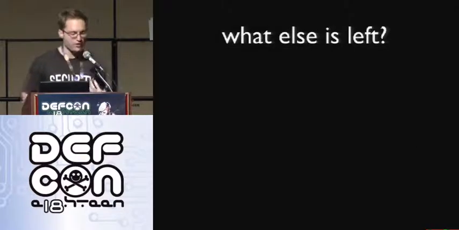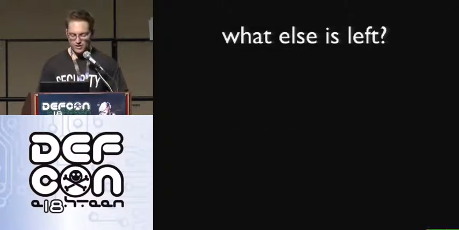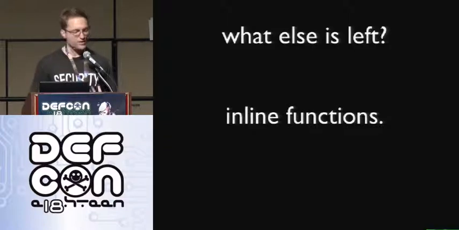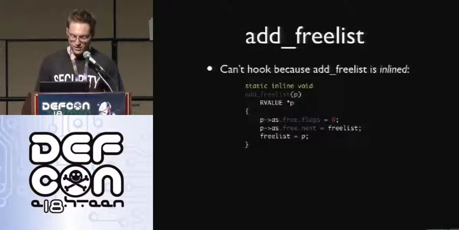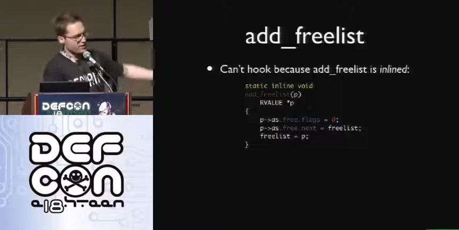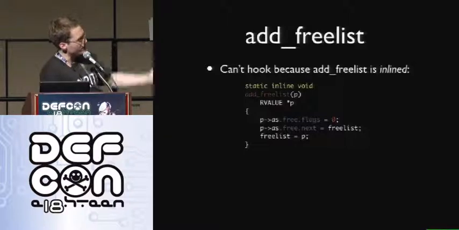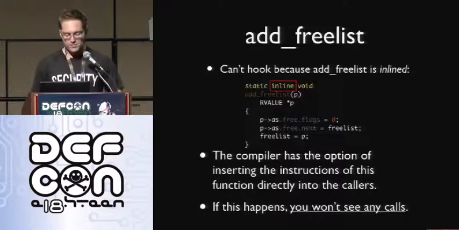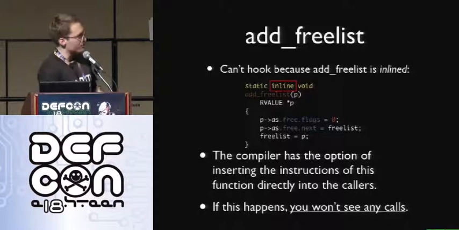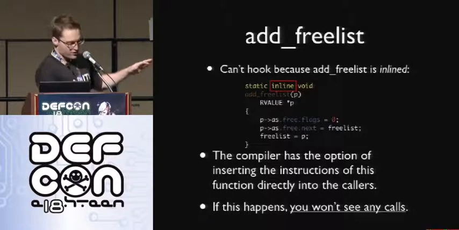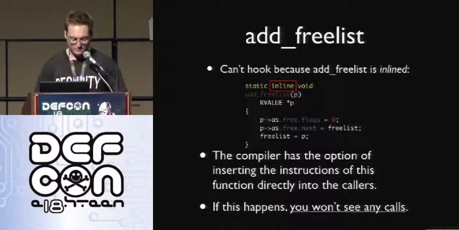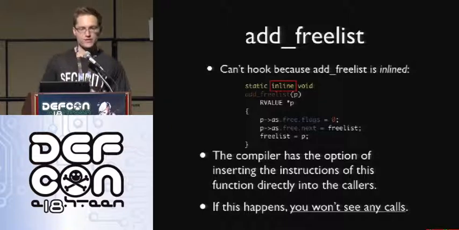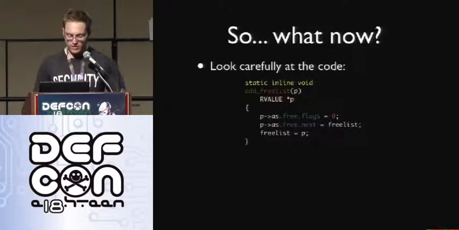Okay, so we know how to hook two types of functions, but there's a third type that also matters, inline functions. And this is actually really tricky. There's a function that I needed to hook to build this memory profiler called addFreeList. But the problem with trying to hook addFreeList is that it's marked as inline, which means that the compiler has the option of inserting the instructions for this function directly into whoever is calling this function. So if that happens, you won't actually see any explicit call instructions in your binary.